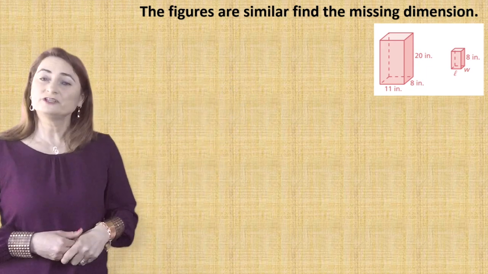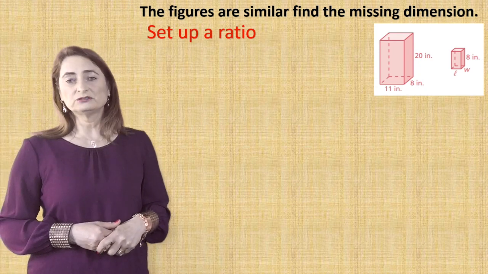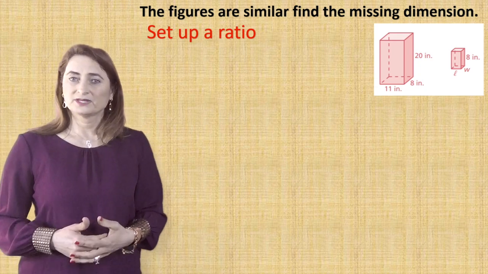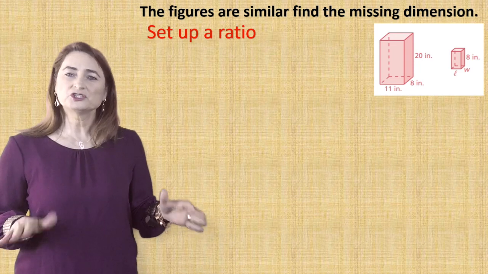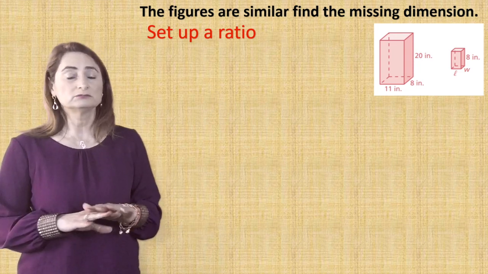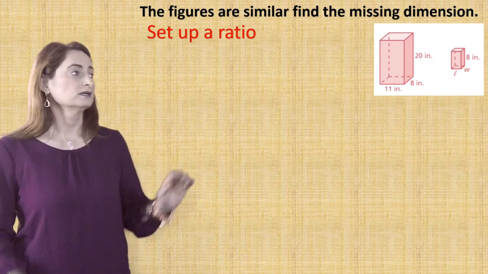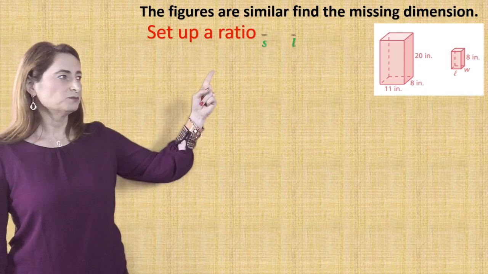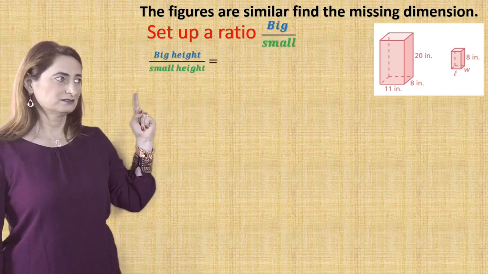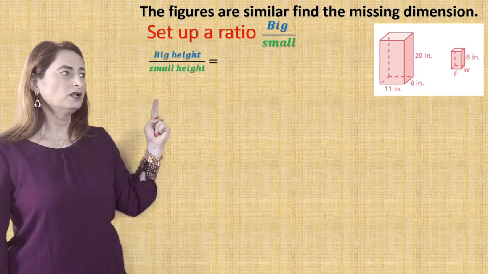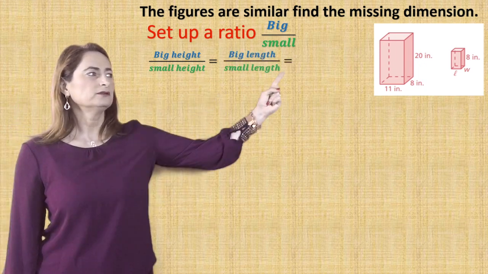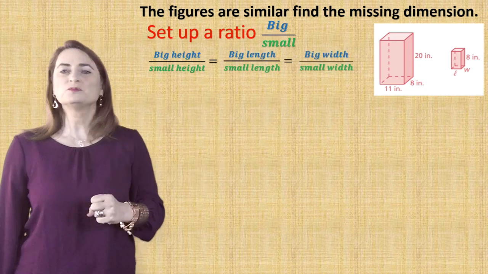Set up your ratio first because they are proportional, they are similar. It doesn't matter how you set up your ratio, small to big or big to small, but stick with it. So now I'm going to compare big to small: the big height to the small height, the big length to the small length, the ratio of the big width to the small width.